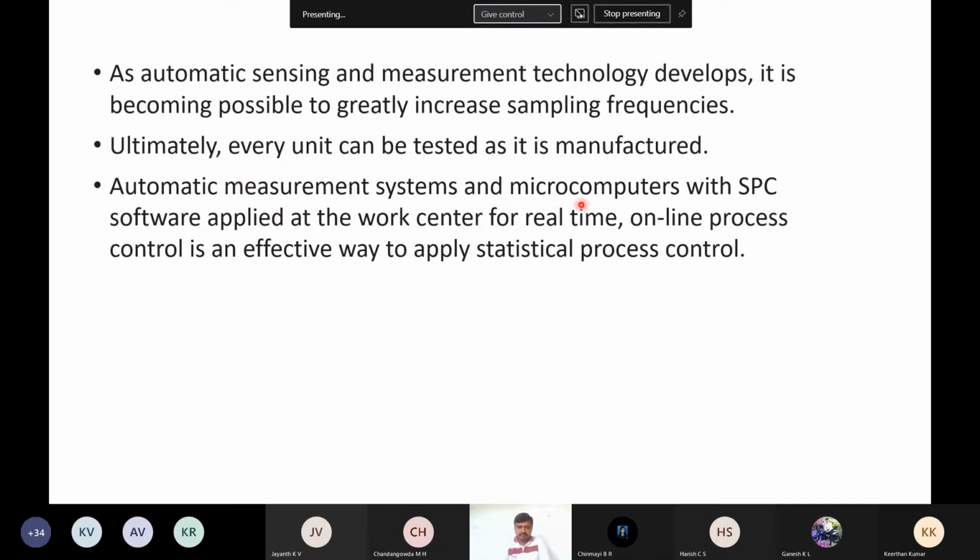Automatic measurement systems and microcomputers with statistical process control software applied at the work center for real-time online process control is an effective way to apply statistical process control. Because of this automation, the whole discussion towards picking samples and deciding on sampling frequency has changed, because it is not done manually. Because of sensors and data capturing technologies, all this can be done in a different way, with very few resources, and we may be able to get better quality also.